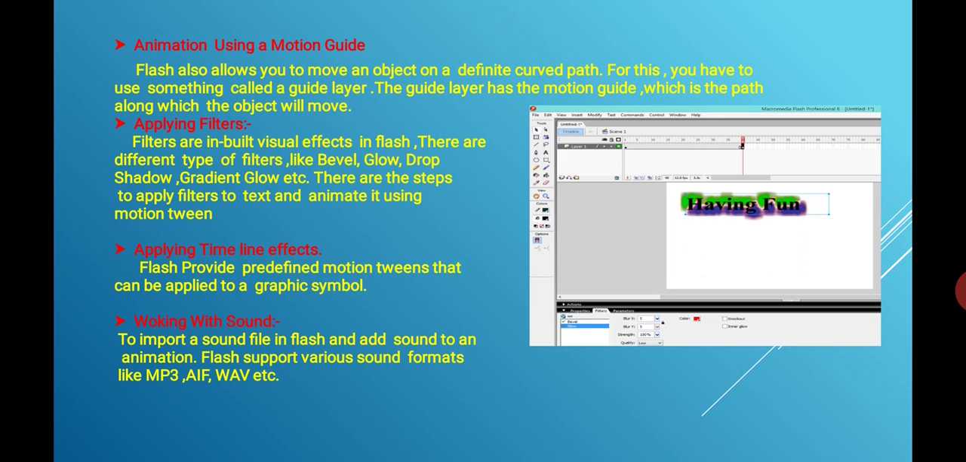Now next one is timeline. Timeline effect is a visual effect you can apply to a graphic or movie clip on the stage. You can start by adding a shape or movie clip to the stage. Flash provides predefined motion tween that can be applied to a graphic symbol. This option is available in the Insert menu, then Timeline Effect, then select Expand.